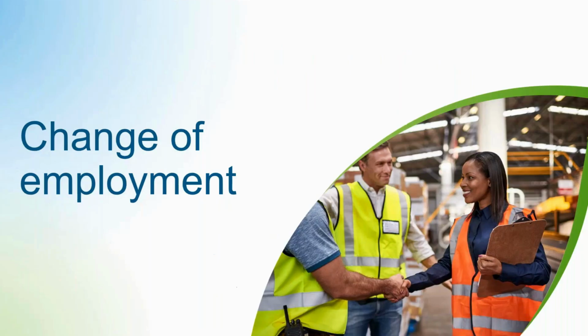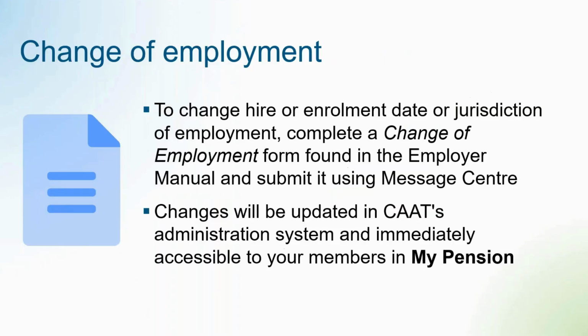We'll finish with changes of employment, which allow you to update or correct membership information. The change of employment process advises the plan of any changes to the member's employment information. The most common changes we see are corrections to hire dates and enrollment dates. If you catch an error, complete a change of employment form that you can find in the employer manual. Submit the completed form using Message Center in PAL. Changes will be updated in our administration system and be immediately accessible to your members in My Pension.